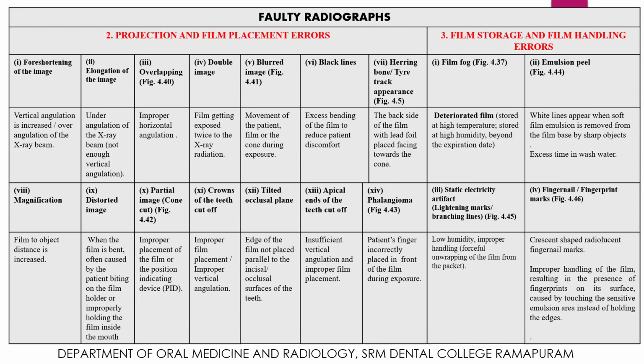Film storage and film handling errors. We have film fog, again a deteriorated film, something like white lines, static electricity or lightning marks or branching lines because of low humidity, improper handling, fingernail or fingerprint mark, a crescent-shaped radiolucent fingernail mark due to improper handling and storage of the film.